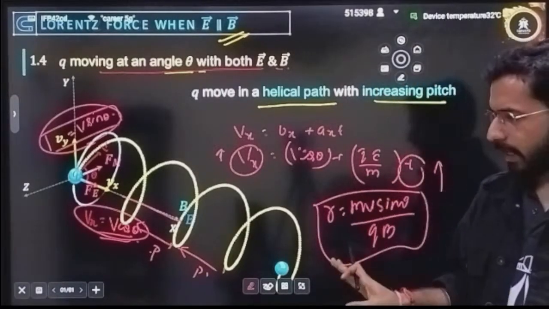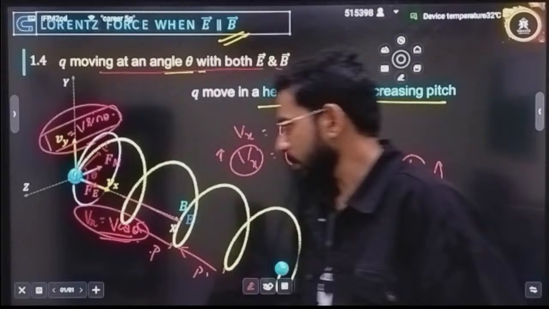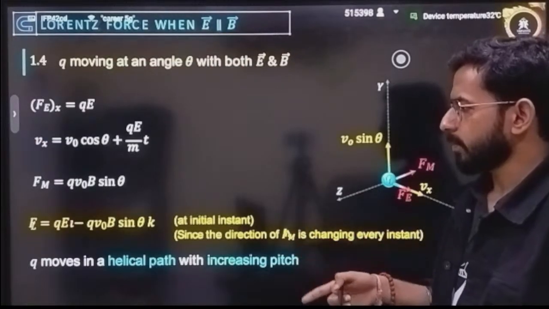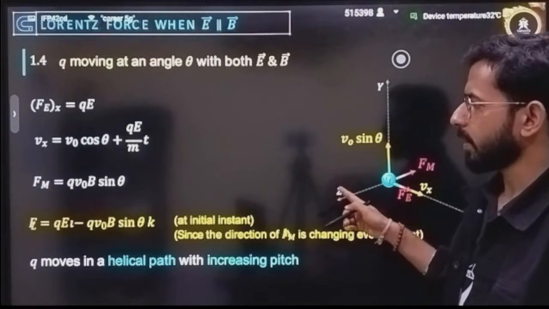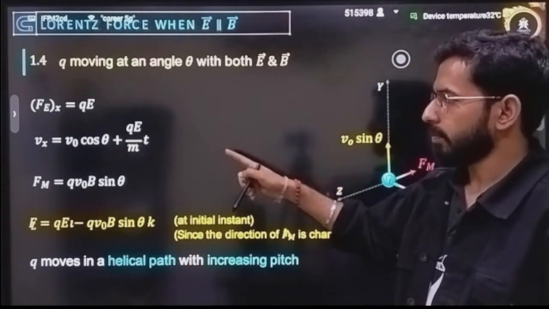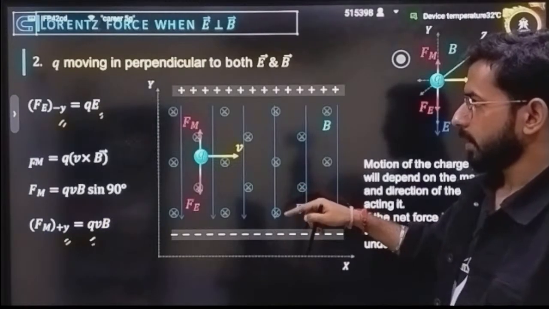Okay. Anyway, I will derive it also. Don't worry for that, I will be looking at every single thing. Just understand this much of the thing: what kind of motion is called helical motion. Here you can see how I will be writing the velocity in x direction.